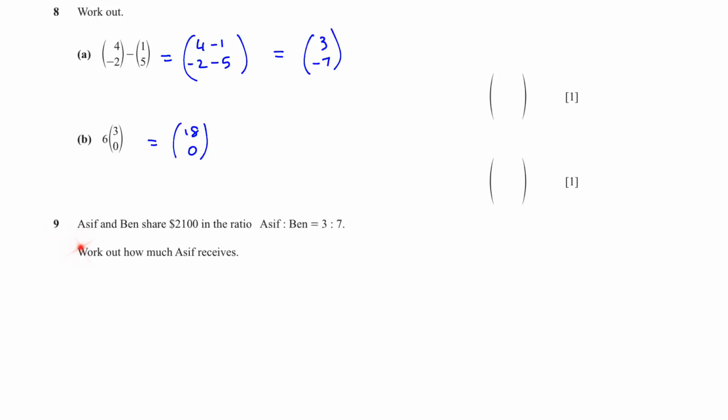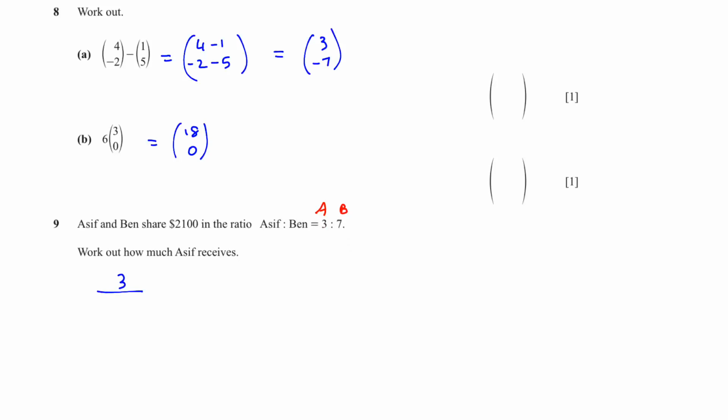Question number 9 is a ratio question. This is one of the most repeated questions. Asif and Ben share 2100 in the ratio. So this is Asif and this is Ben. Find out how much Asif receives. What is the part of Asif? 3. He receives 3 parts.